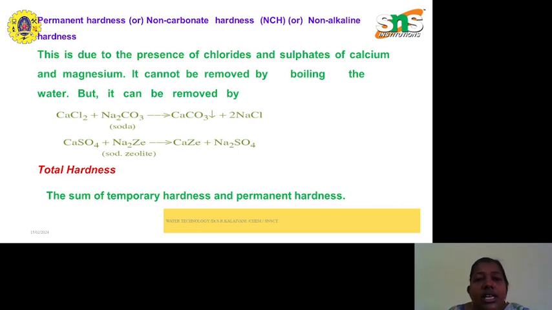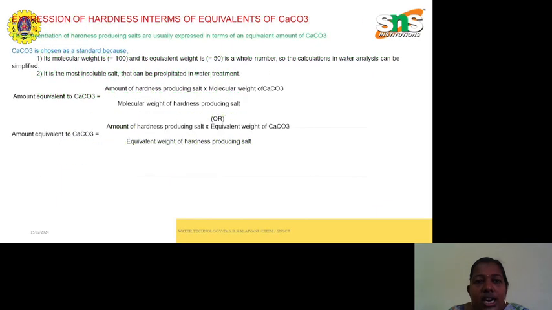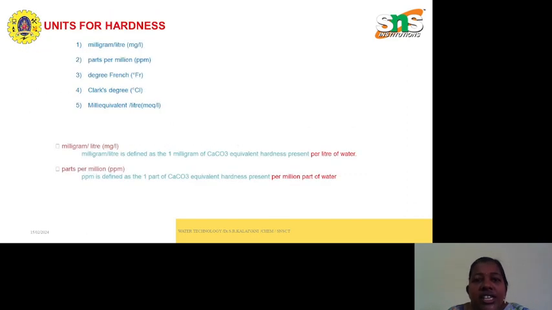Then total hardness. The sum of temporary and permanent hardness is known as total hardness. Then expression of hardness in terms of the equivalent weight of calcium carbonate, because the calcium carbonate equivalent weight and molecular weight is a whole number, so the calculation part can be simplified. Then units of hardness. The units of hardness are, first one is ppm, then milligram per liter, then Clark's degree, French degree, then milliequivalent.